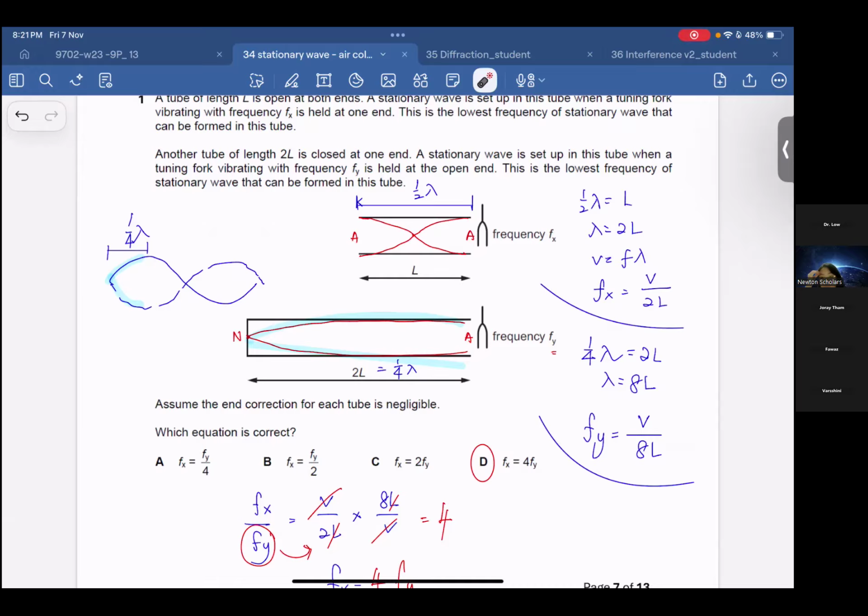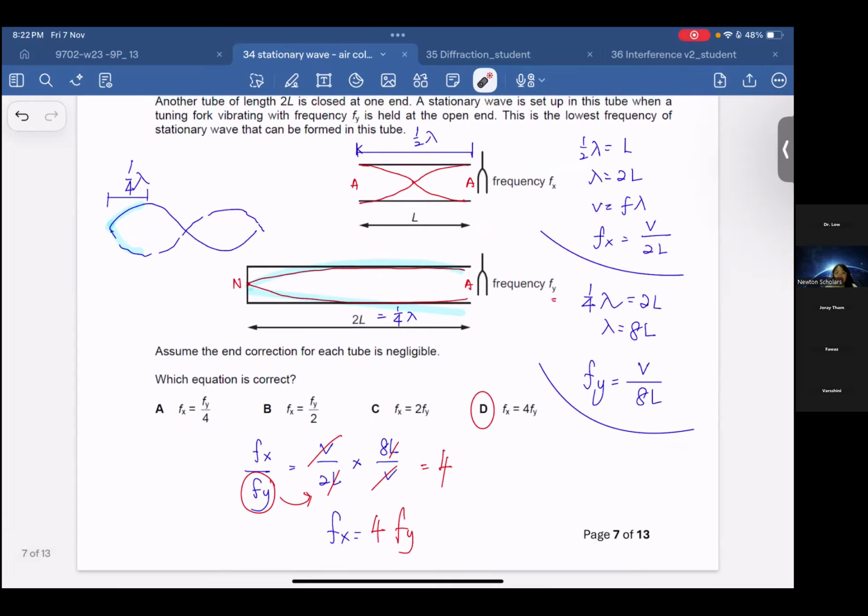1/4 wavelength equals 2L. So your wavelength is actually 8L. Above, 1/4 wavelength is 2L, so your wavelength is 8L. When you do substitution, you still substituted 2L. That is the mistake. Manjo, you get what I mean?